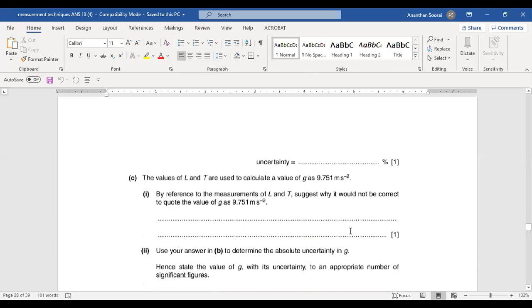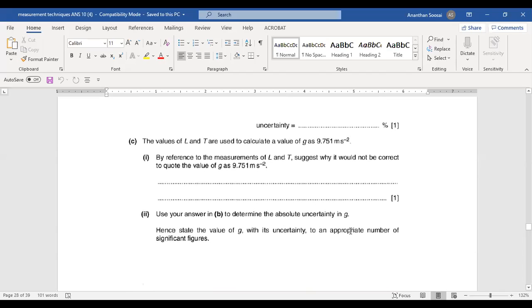Now come to part C. The values of L and T are used to calculate the value of g as 9.751. The actual value is 9.81, but here the student did an experiment, so we can't expect him to get 9.81. It can vary because of errors. So this fellow got 9.751 and wrote it to 3 decimal places. They're asking, by reference to the measurements of L and T above, why it would not be correct to quote the value as 9.751.